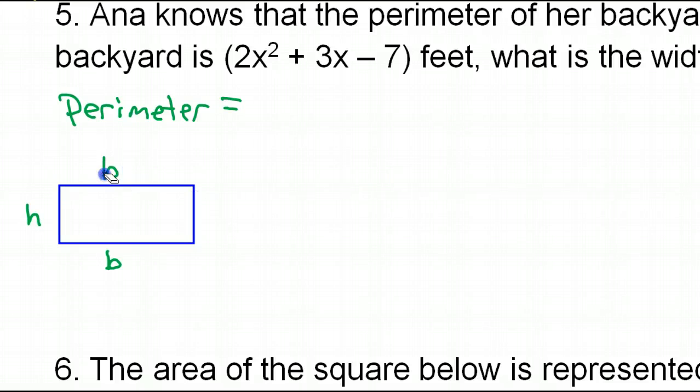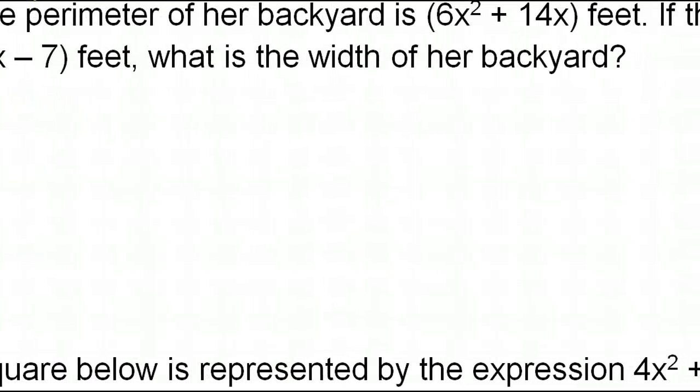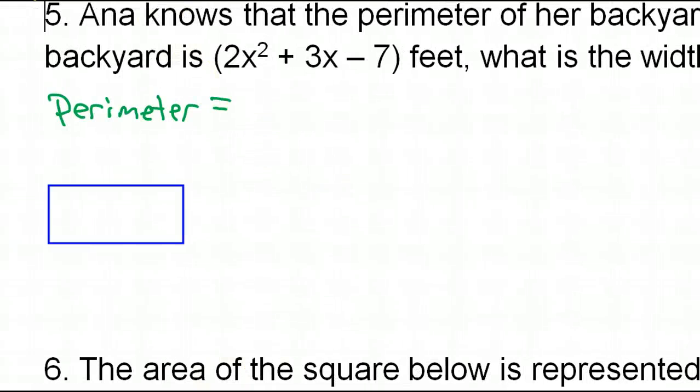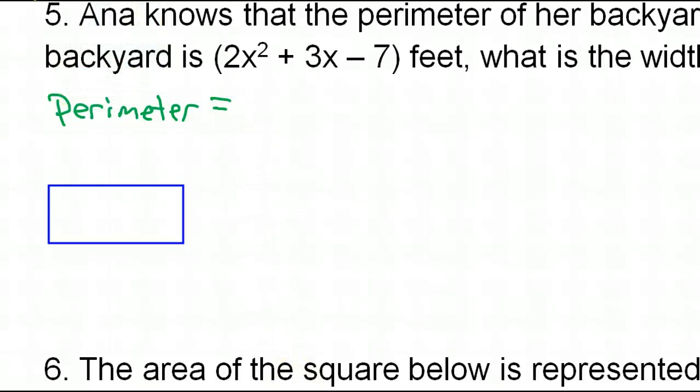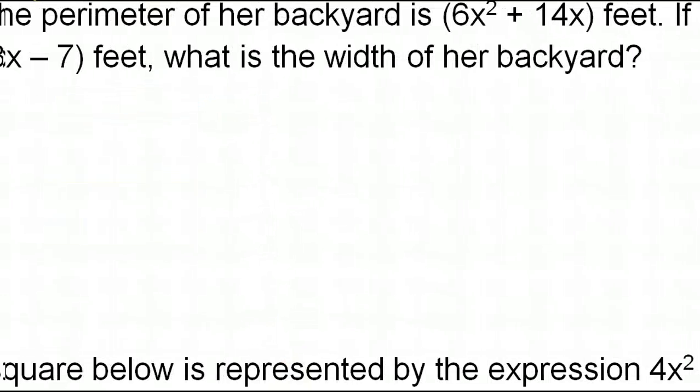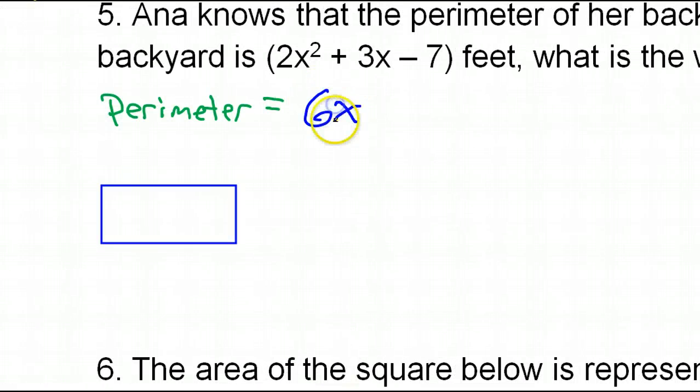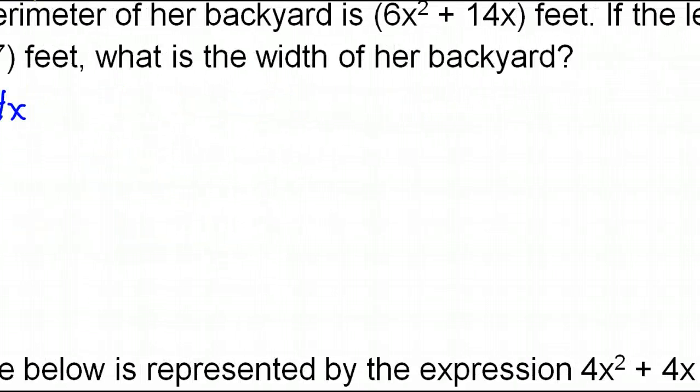Now, they told us that the perimeter is this right here, 6x squared plus 14x. Okay, so whatever else turns out to be true about the perimeter, we can know for a fact that the perimeter is, I already forgot it, Alzheimer's, 6x squared plus 14x. Okay, we can know for a fact that that will be the perimeter.